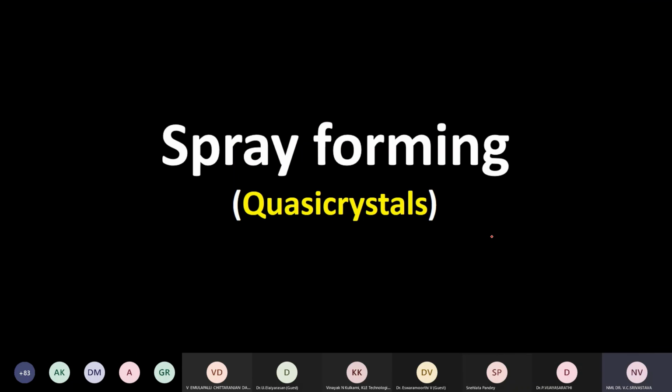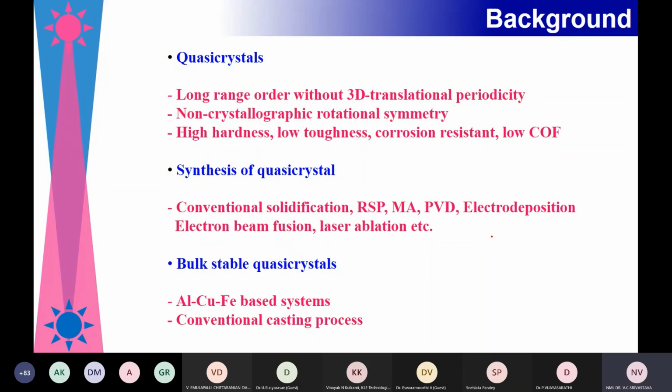Now we go to spray forming of quasi-crystals. I think I will take 10 more minutes. Quasi-crystals generally are defined by long-range order. These are neither amorphous nor crystalline, and they have high hardness but low toughness, they are highly corrosion resistant, and they have a low coefficient of friction.